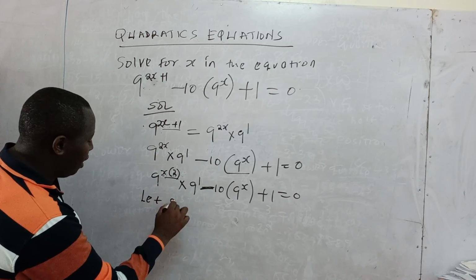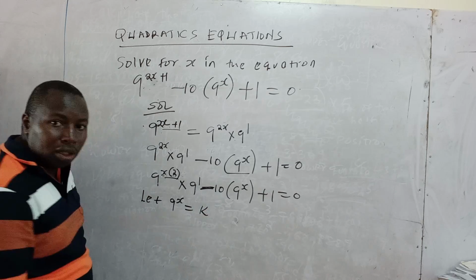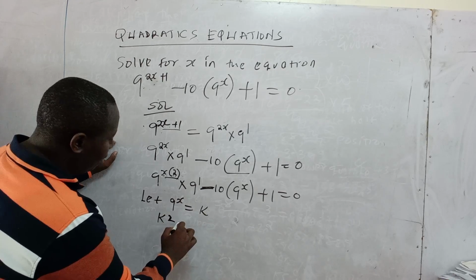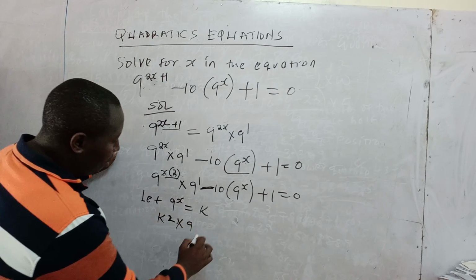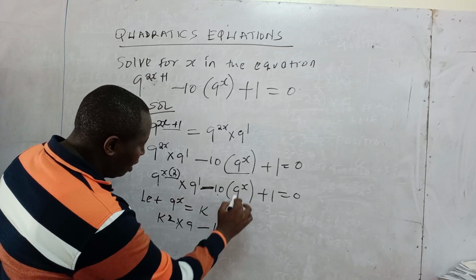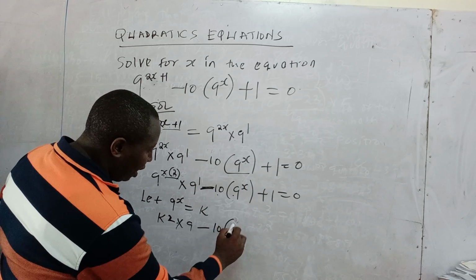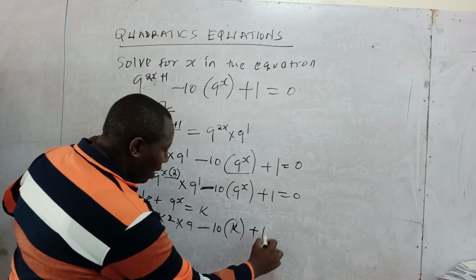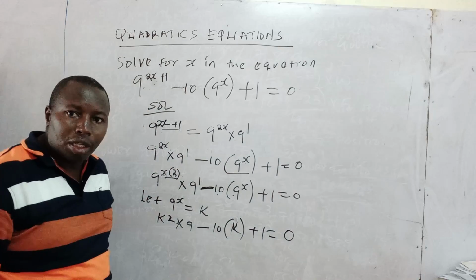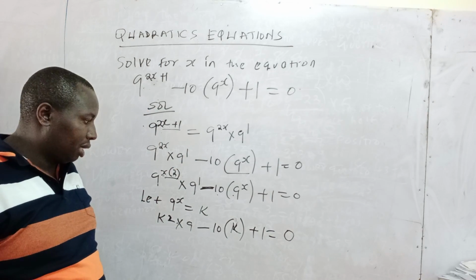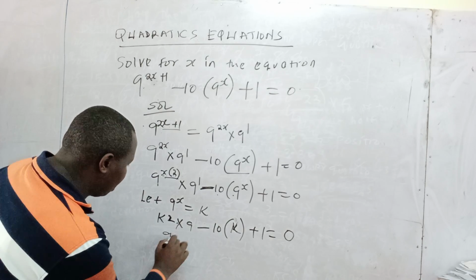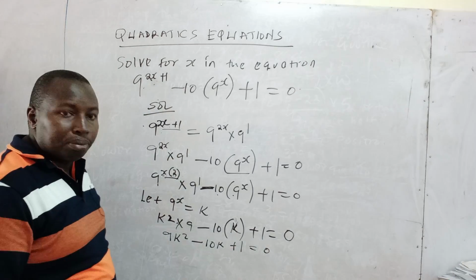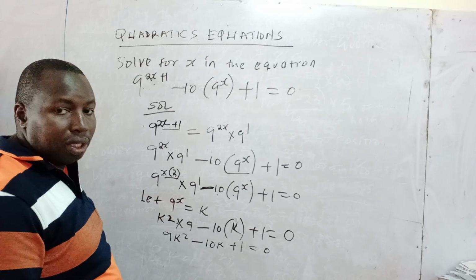You give 9 raised to the power x a letter, like k. So this would be k squared, times 9, minus 10 into bracket, k, because 9 raised to the power x is k, plus 1, is equal to 0. Multiplying this out, you get 9k squared minus 10k plus 1 is equal to 0.